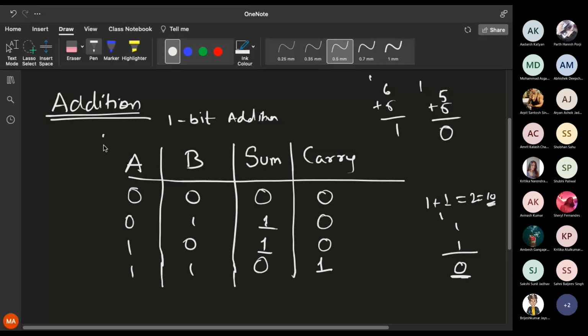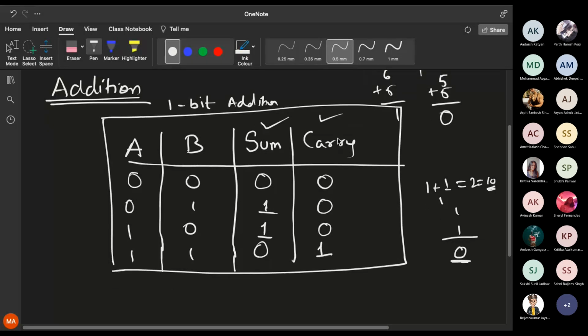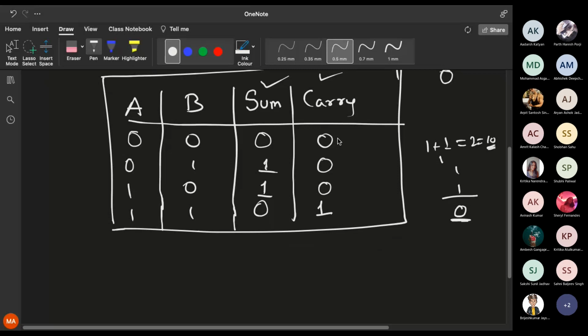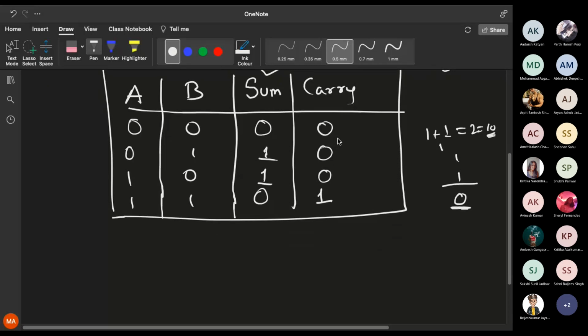From this truth table, can you make a circuit for sum? Can you make a circuit for carry? Just by looking at the table? Yes, you can do that. That is what we have studied in K-map. So make the K-map for sum. What will come in the K-map for sum?